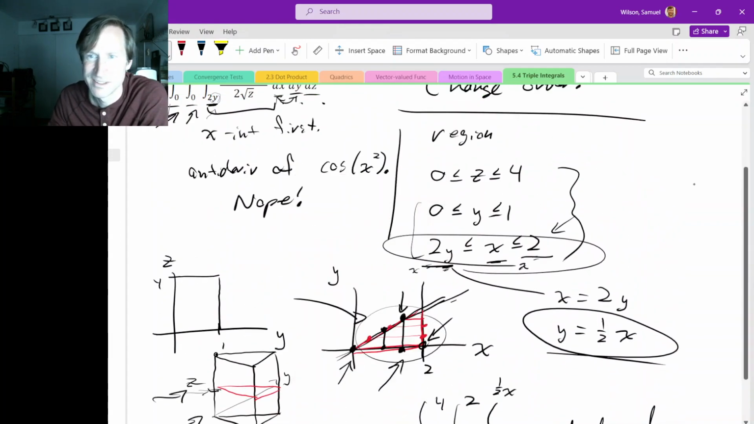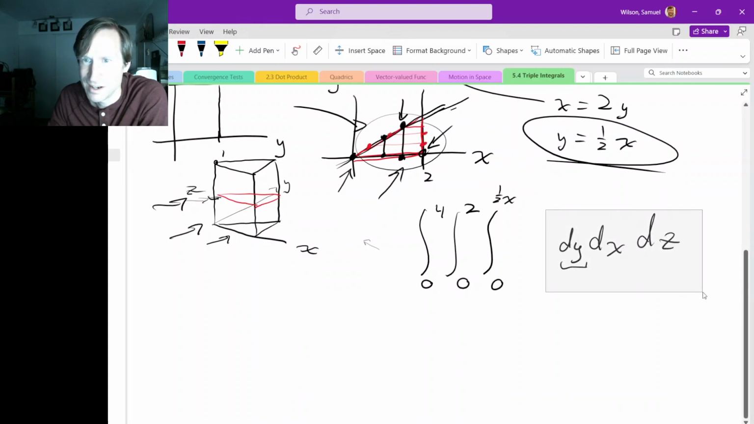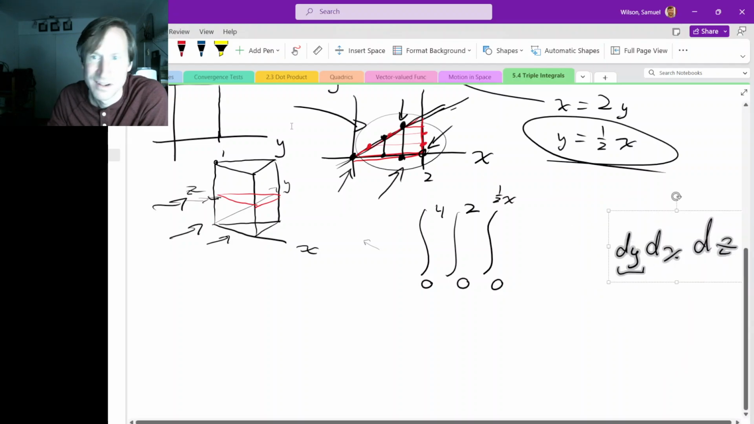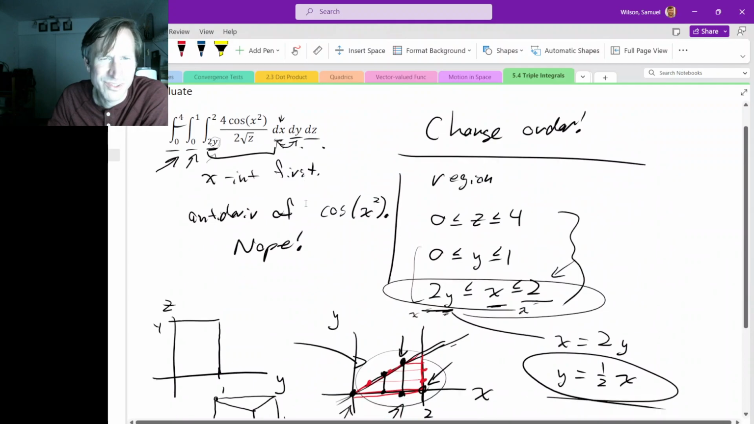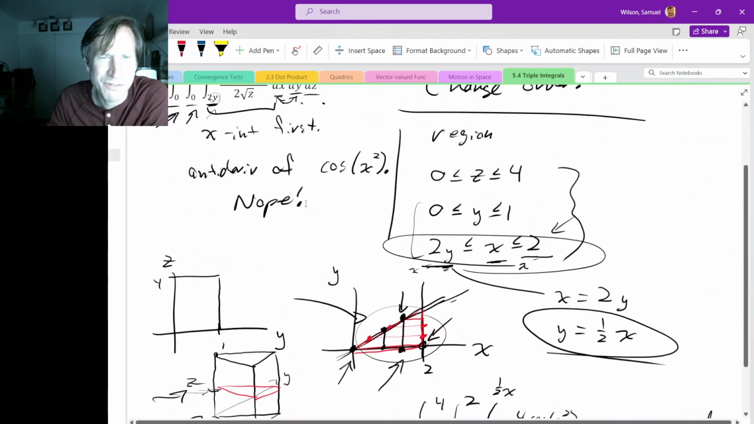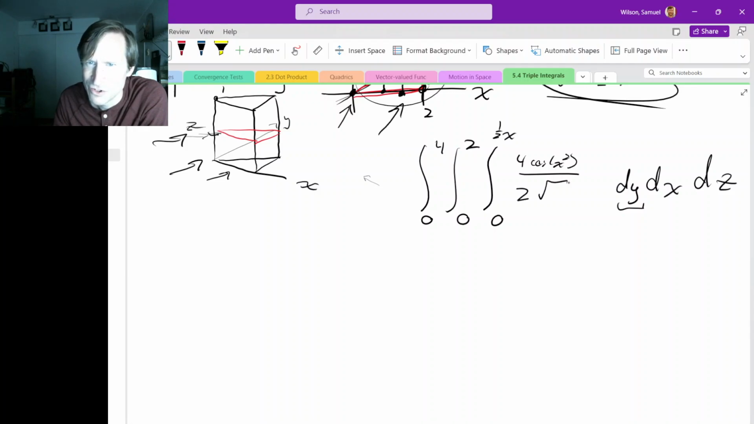Got stuff showing up all over the place. Can I highlight this and move it? Okay, good. So it was 4 cosine x squared over something times root z, 2. Why do I have a 4 and a 2? That's silly. So 2 root z. Let's get rid of a factor of 2 here.